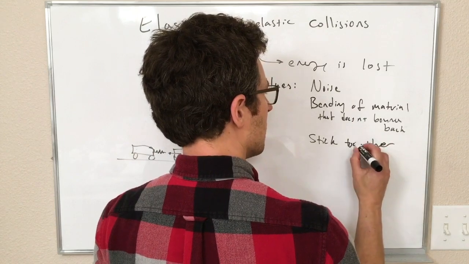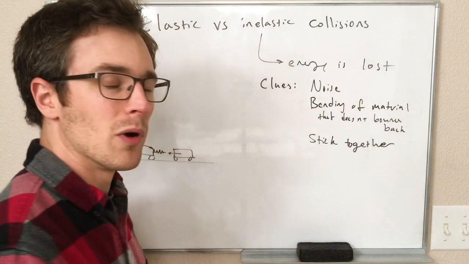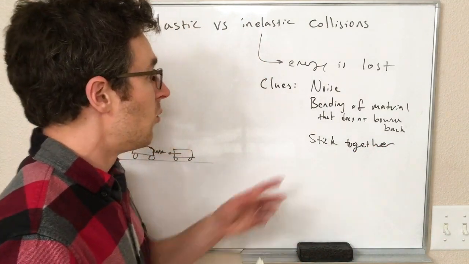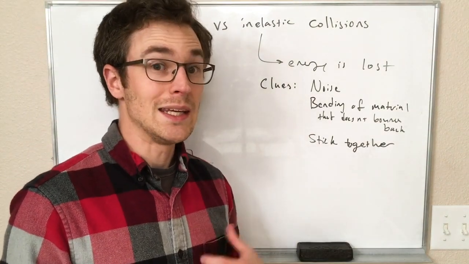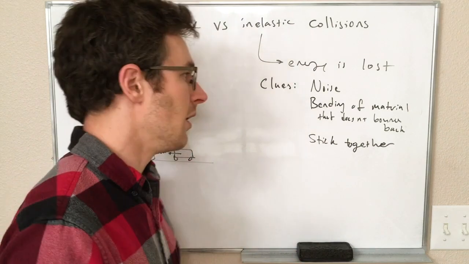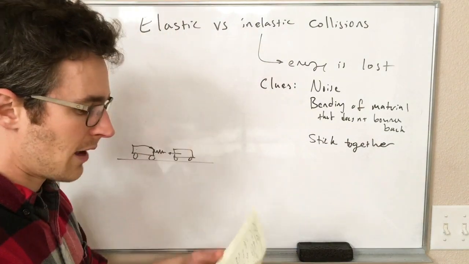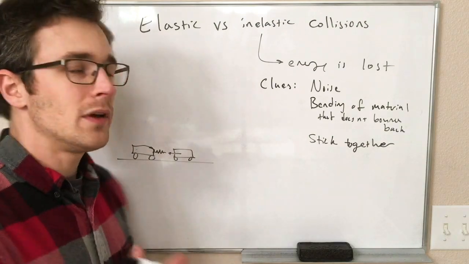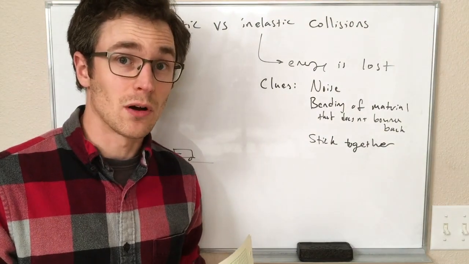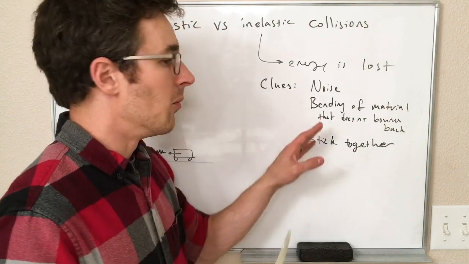So this is the case in the Velcro one we use in lab. When two things stick together, that is definitely a clue that it is an inelastic collision. That energy is being lost in that collision. All right, so in general, most of the collisions we will see are going to be inelastic.